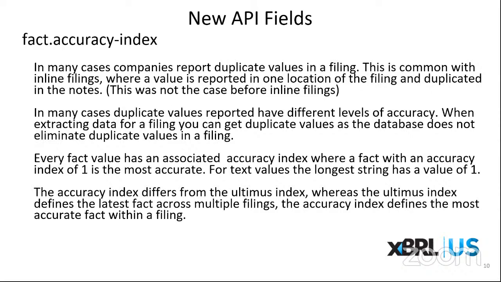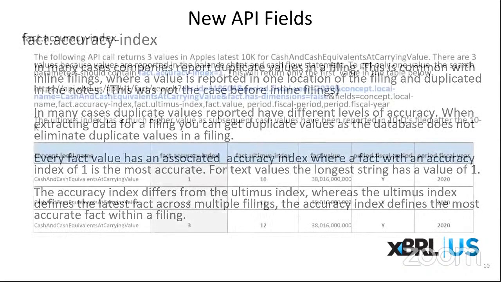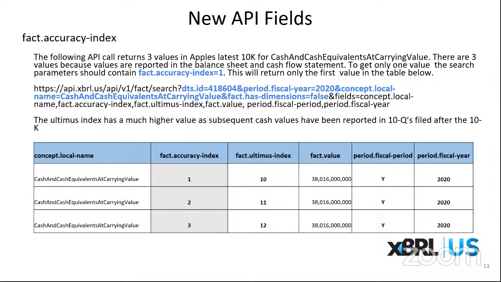Sorry, on fact accuracy index, I've got a little example here. Let's just go through that first. I've got an API call here for Apple, which is going to pull back the cash and cash equivalents at carrying value. If I just pull that data back, I'm going to get 3 values for cash and cash equivalents at carrying value. You can see the amounts and the fact value are all the same. They're all for 2020, all for the year, but there were 3 values reported.